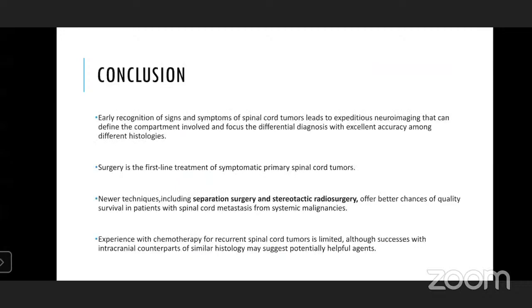So to conclude, early recognition of signs and symptoms of spinal cord tumors leads to expeditious neuroimaging that can define the compartment and focus the differential diagnosis with excellent accuracy among different histologies. Surgery is usually the primary first-line treatment for symptomatic tumors. Newer techniques, including separation surgery and stereotactic radiosurgery, offer better chances of quality of life in patients with metastasis. And experience with chemotherapy for recurrent spinal cord tumors is limited, although successes with intracranial counterparts of similar histology may suggest potentially helpful agents. Thank you.